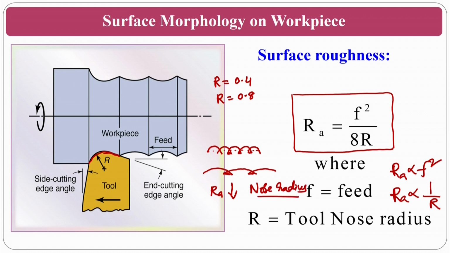Okay, so that is why I am telling you your Ra is inversely proportional to your nose radius. That doesn't mean that you have to go for very high nose radiuses. If you go for very high nose radiuses, there will be a problem of chattering and all those things. So always you should strike a balance between your nose radius as well as the surface finish that you require.